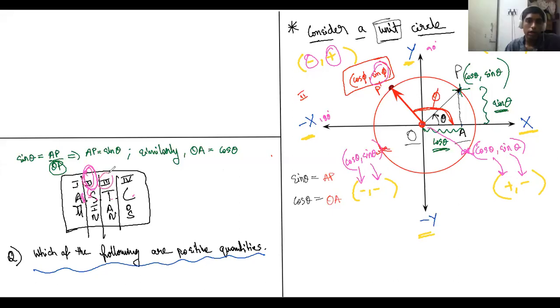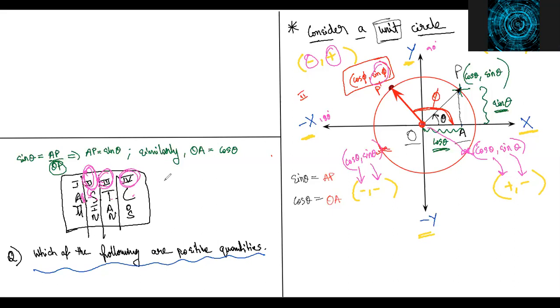So in the second quadrant, only sin and its reciprocal will be positive. In the third quadrant, you see both of them are negative. But when you divide negative by negative, you get positive, so tan will be positive in the third quadrant. And similarly in the fourth quadrant, cos will be positive and sin will be negative.